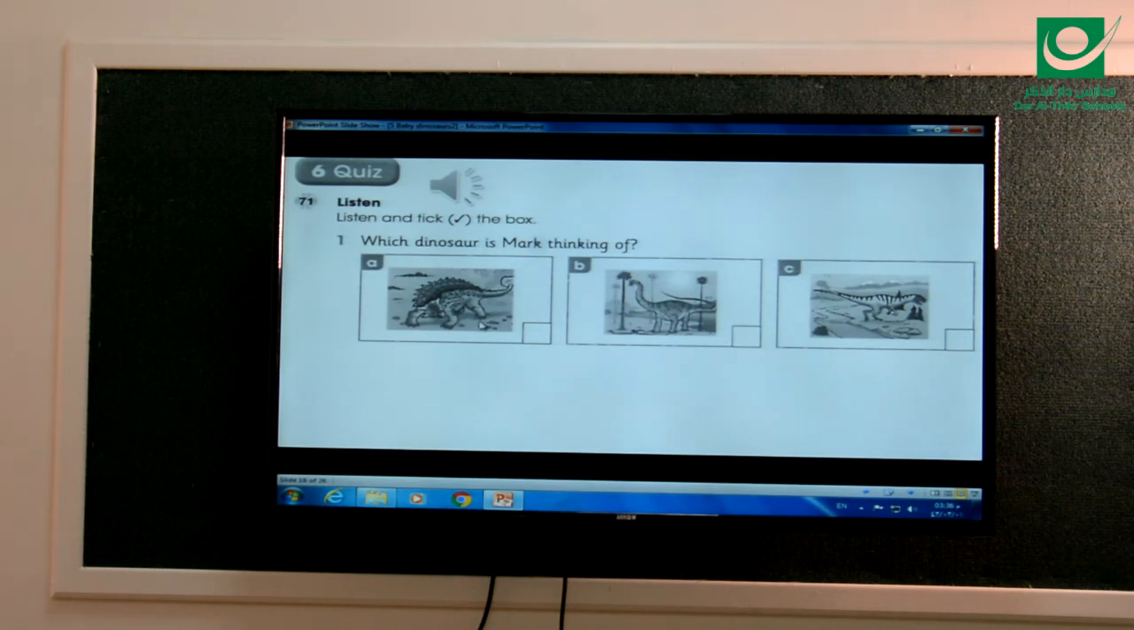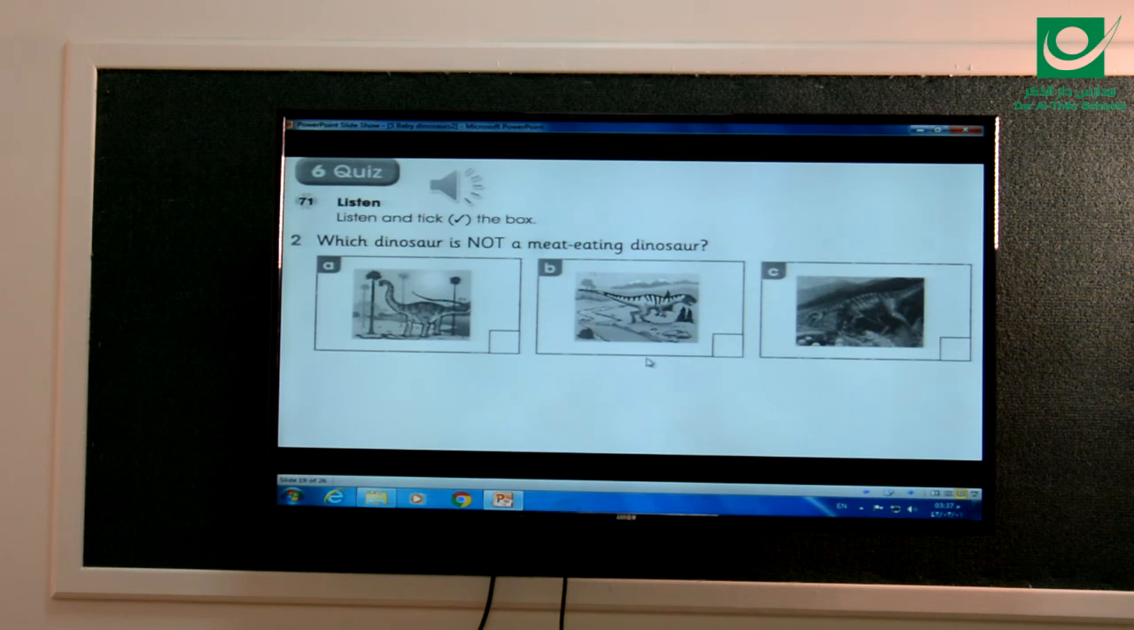Track 71. 1. Hi Jill. Hi Mark. Let's play a guessing game. Okay. I'm thinking of one of these dinosaurs. Guess which one? Did the dinosaur walk on 2 legs? No, it didn't. Did the dinosaur have a long neck? No, it didn't. Okay, so the dinosaur didn't walk on 2 legs and it didn't have a long neck. I think I know which dinosaur it is.